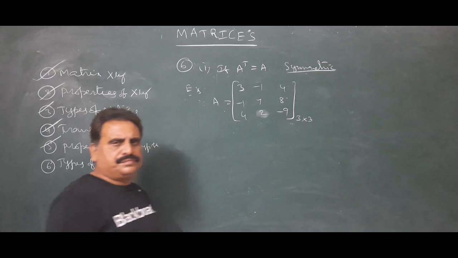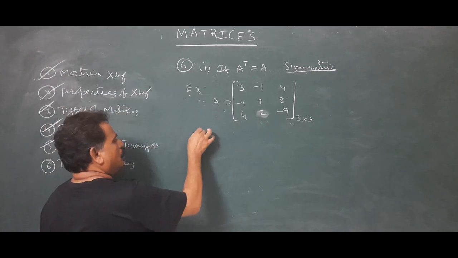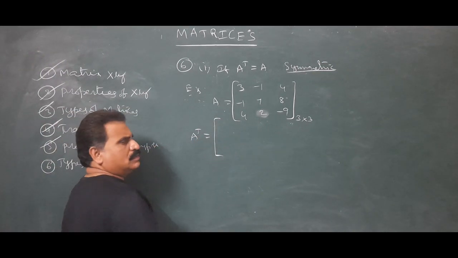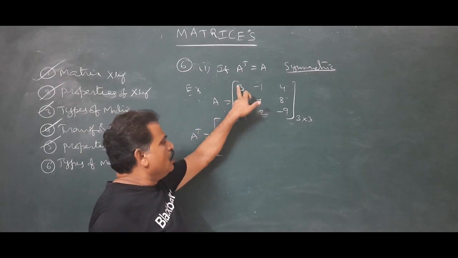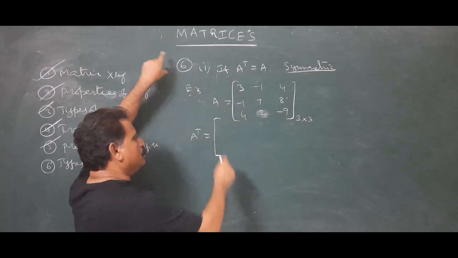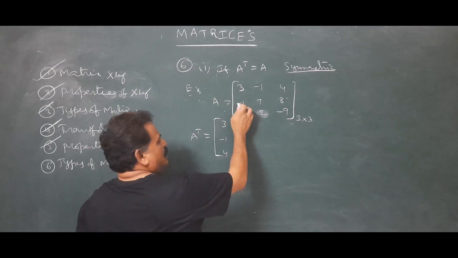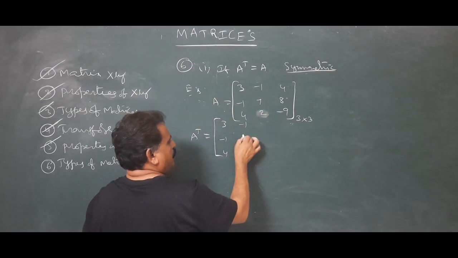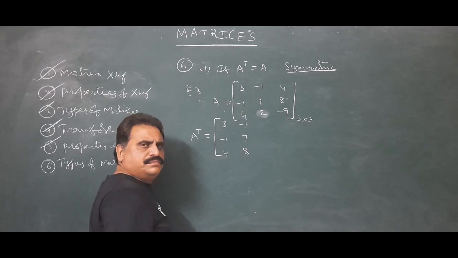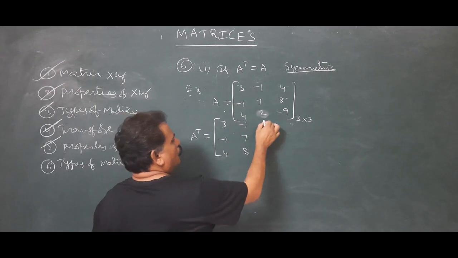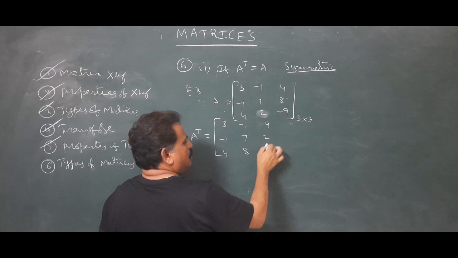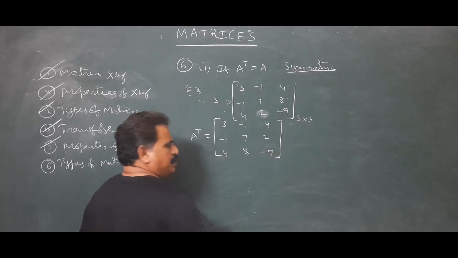Let us check that A transpose. You have to write down the rows as columns. First row is 3 minus 1 4. You have to write that down as a column. Second row, minus 1 7 8, second column. Third row, 4 8 minus 9. That is the third column. You have to note down that.